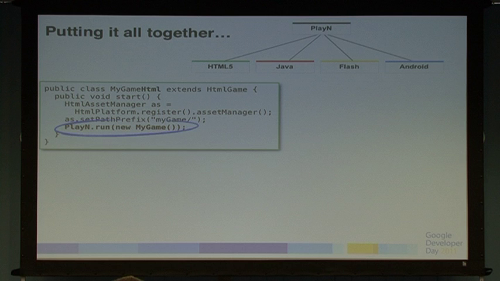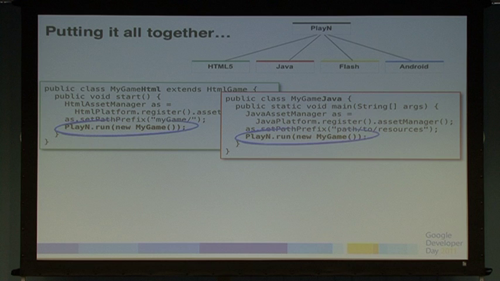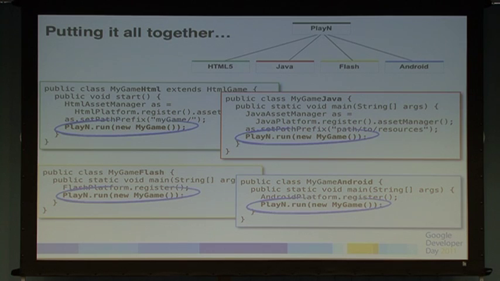Very similar to this is the Java version of the game. Looks almost identical, but instead of an HTML platform, we have a Java platform, but we still call PlayN.run. And again, for Flash and Android. So this is the only code that's unique to a platform. Everything else is reusable code that works on all the different deployment platforms.